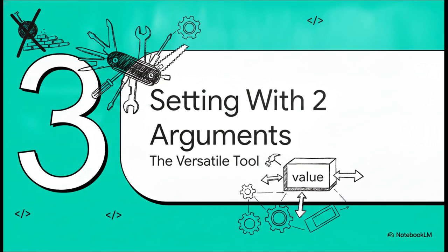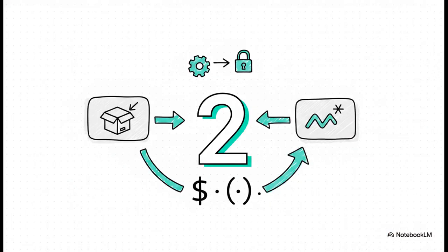Let's move to Section 3 and see how this builds, setting with 2 arguments. It's time to look at our versatile tool. Okay, if you take away nothing else from this section, please burn this number into your memory, 2. This is the absolute core rule for setting an attribute using jQuery.